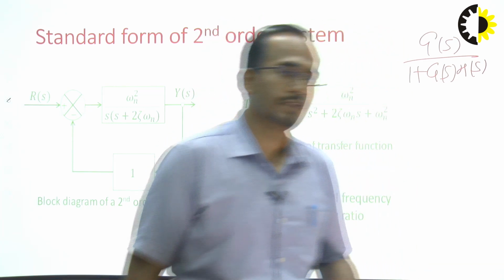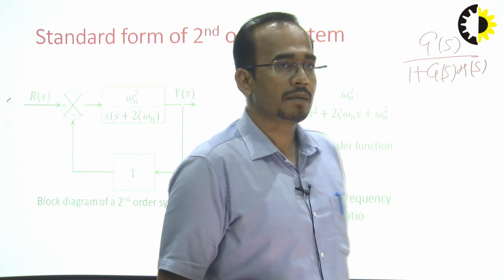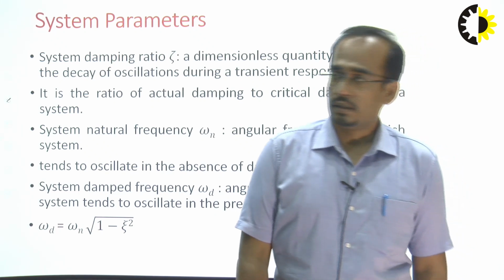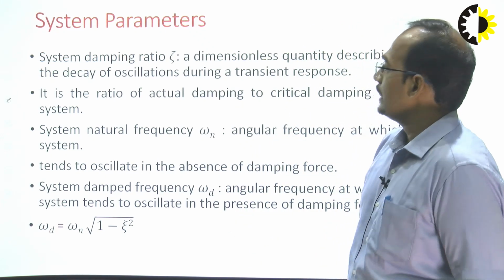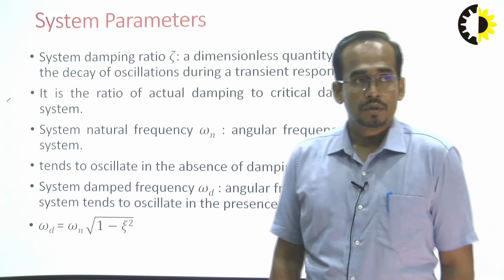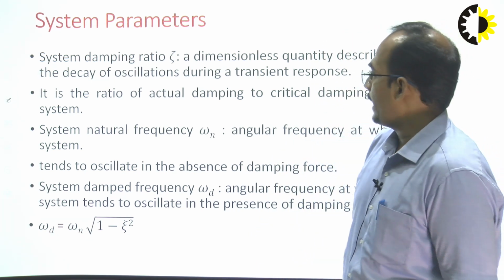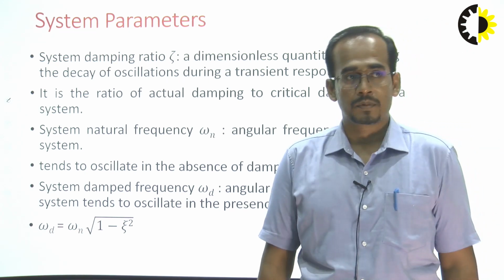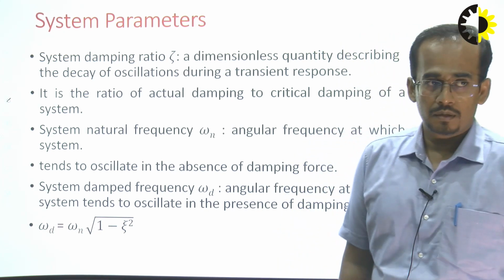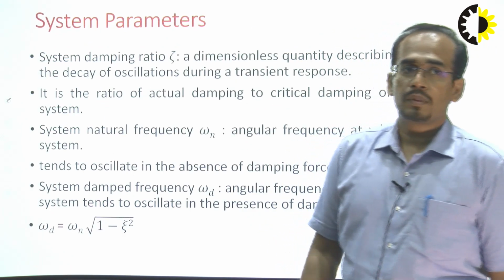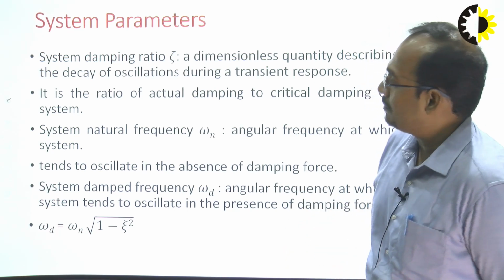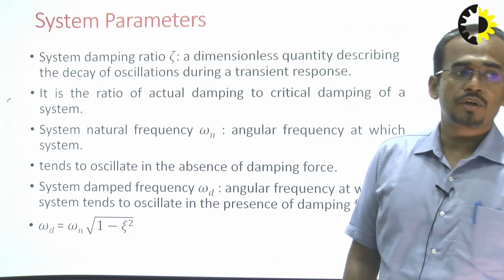Omega n is the system natural frequency or system frequency, and zeta is the system damping ratio. These are the system parameters. System damping ratio, zeta, is a dimensionless quantity which is used for describing the decay of oscillations during a transient response. So it is the ratio of the actual damping to critical damping of a system. Zeta is basically a ratio of the actual damping to the critical damping. Now coming to the natural frequency, this is the angular frequency at which the system oscillates in the absence of damping force.